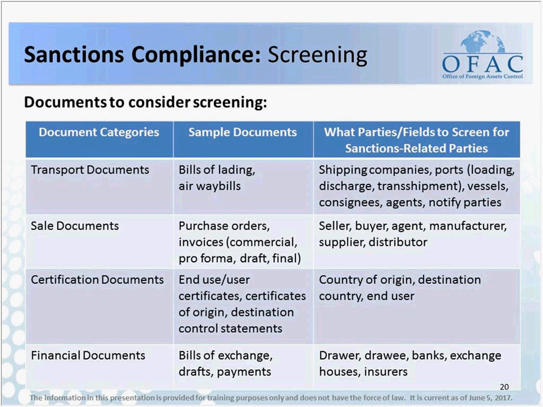We have transportation documents, sale documents, financial documents. So we're talking about your purchase orders, your invoices, your end user certificates, financial documents, your payment methods. Again, this all is relative to the type of business that you're in, but this is a great cheat sheet, for lack of better words, on what kind of documents to take into consideration when you're screening. Are you looking for information on the SDN list, or are you also looking for information within these documents that you may have available to you, or perhaps someone else within the team has available?